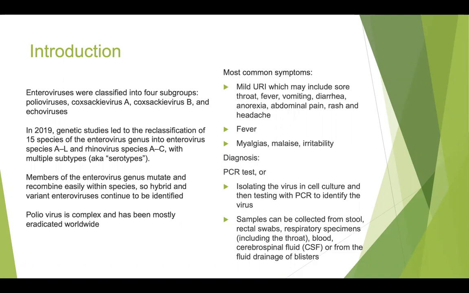And then in 2019, genetic studies led to the reclassification of 15 species of the enterovirus genus into enterovirus species A through L and rhinovirus species A through C with multiple subtypes, also called serotypes. Members of the enterovirus genus mutate and recombine easily within species. So there's always hybrid and variant enteroviruses continuing to be identified.